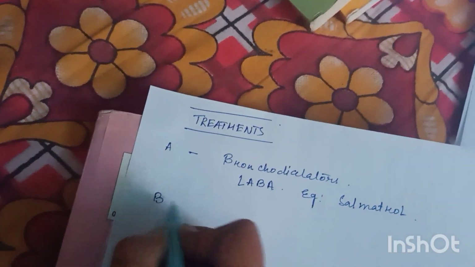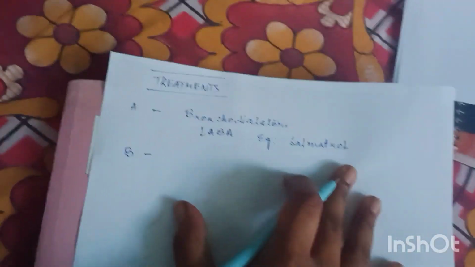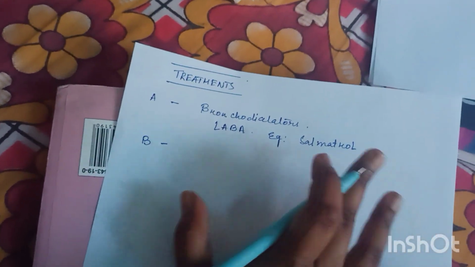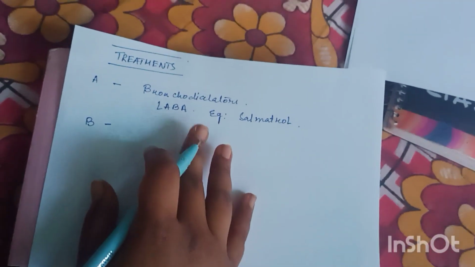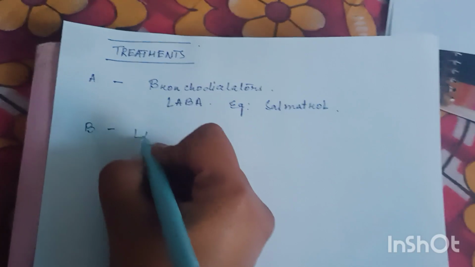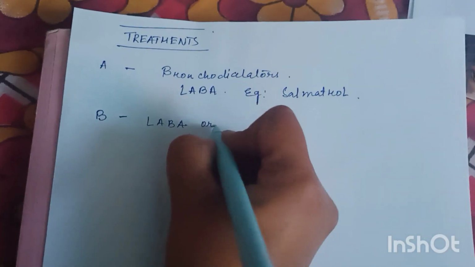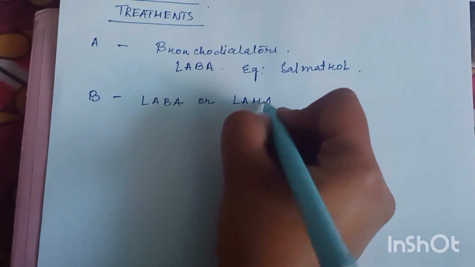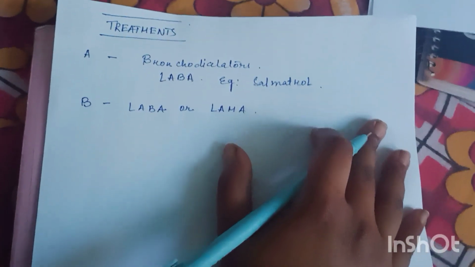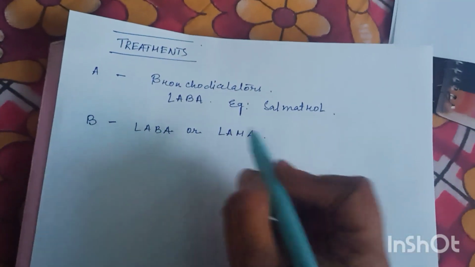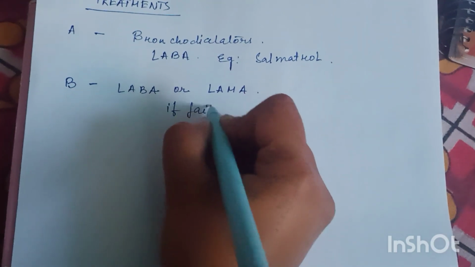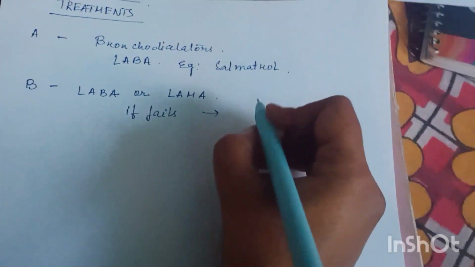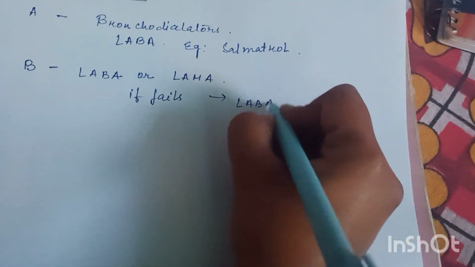Now we come to B, when it is low risk and high symptoms. In A it was low risk, low symptoms; in B it's low risk, high symptoms. In this case we give long-acting beta-2 agonist, LABA, or LAMA, which is long-acting muscarinic antagonist. We can give either of these, or if that fails, a combination of both, that is LABA plus LAMA.